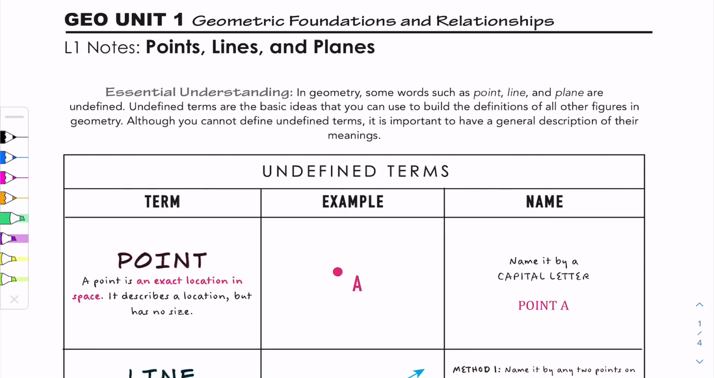Today's the first lesson of geometry, and we're going to be focusing on points, lines, and planes.